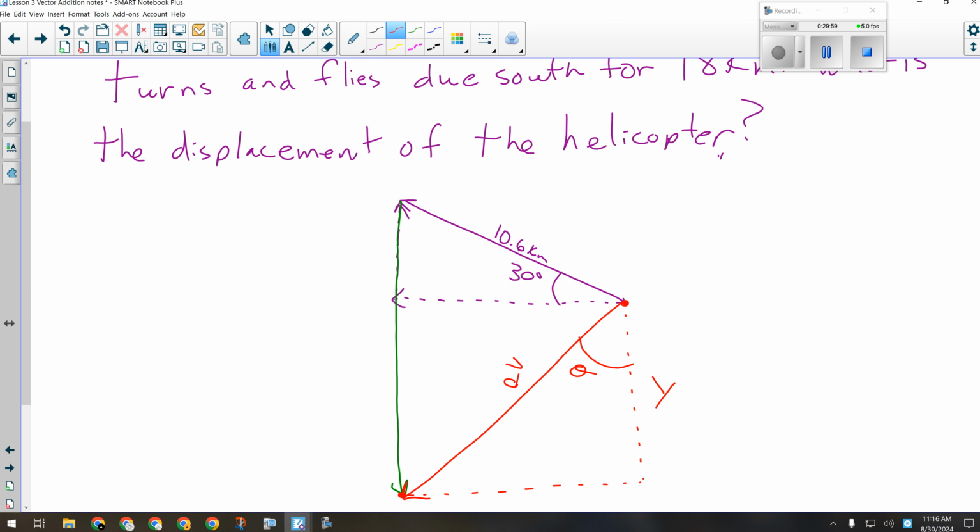Overall, the helicopter went this far vertically. In this case, vertical is south. And it went this far horizontally. In this case, horizontal is west. In this purple triangle here, can I figure out how far west it went during that first part and how far north it went during that first part?